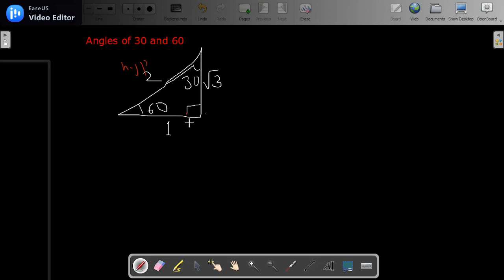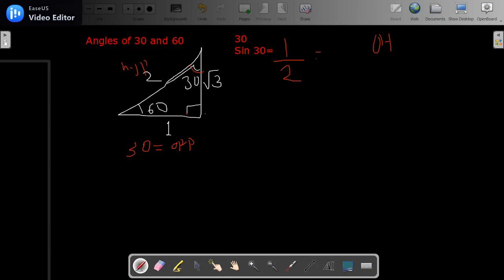For sine 30, we are working with this angle here, so the side that faces the angle is 1. For the angle of 30, here is the opposite, which is 1. Sine is opposite over hypotenuse. And where is the hypotenuse? Along this side, which is 2. So sine 30 is equal to 1 over 2, which is also equal to 0.5.